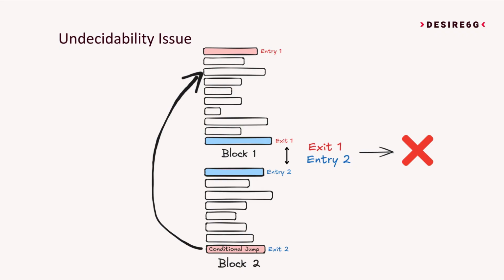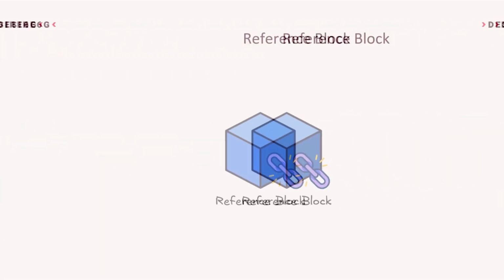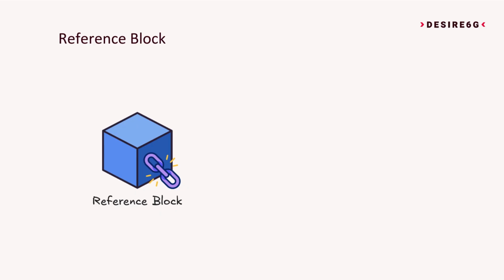This highlights a fundamental undecidability issue. Since the jump target is not known statically, it becomes impossible to guarantee accurate entry/exit pairing in all execution paths, especially in the presence of loops or data-dependent control flow. One way to address this issue would be to simply discard the invalid measurement and wait for the next valid entry-exit pair. While this might work, it's not reliable and can lead to inconsistent data. Instead, we opted for a more robust and long-term solution: the reference block.